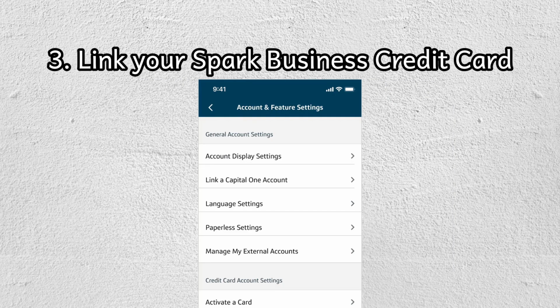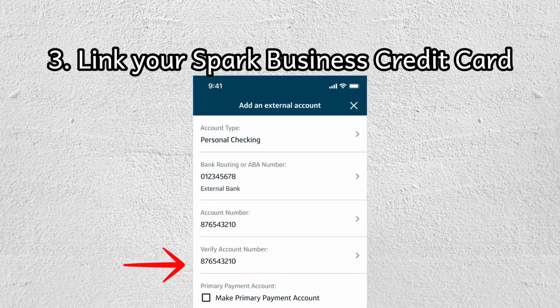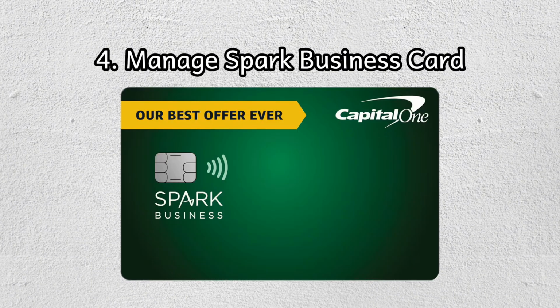Once logged in, if the app does not automatically show your Spark Business Credit Card, tap the Accounts tab, select the Link Account or Add Account, and enter your card information. And now that your card is linked, you can view transactions and track spending in real time.